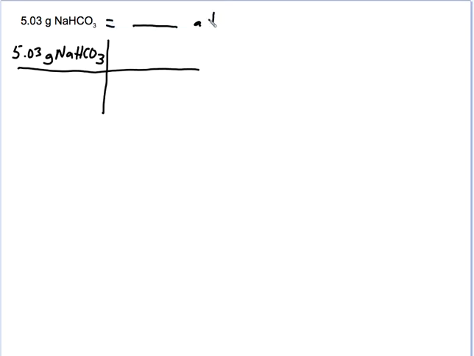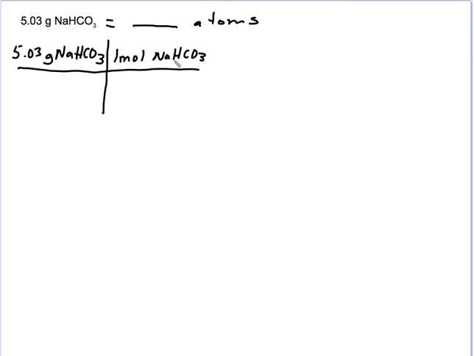Okay, so just like before, we're going to start off and write down what the problem gives us. 5.03 grams of baking soda. We draw the picket fence. Okay, the only thing you can change grams to is moles. And remember, in all these problems we're trying to get atoms. We're trying to solve for atoms. So the first thing is we're going to change the grams here to moles using the molar mass.